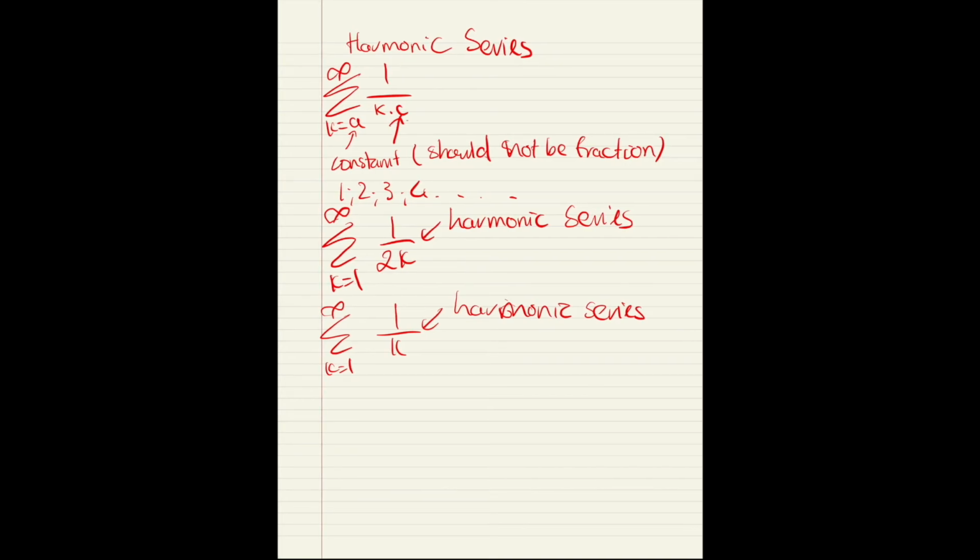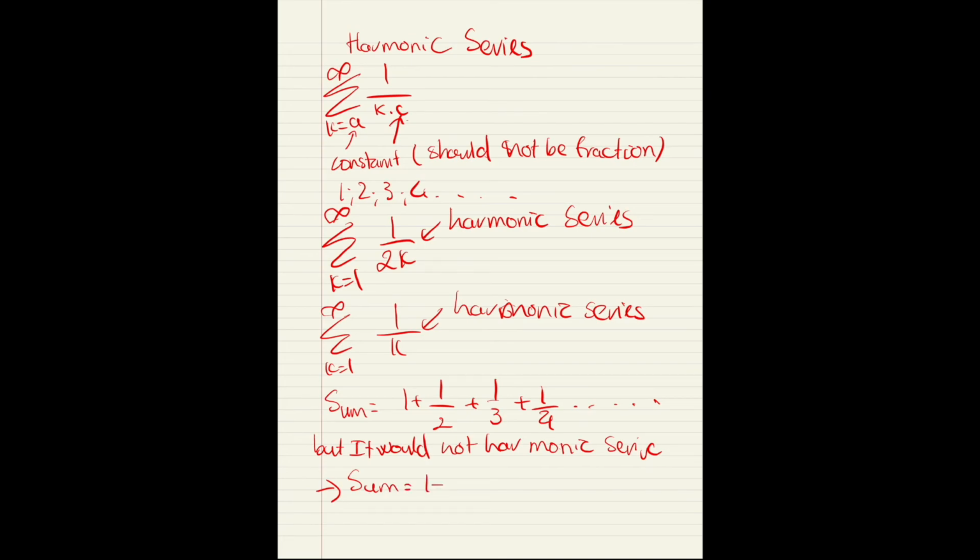However, the harmonic series is just like a sum of 1 plus 1 over 2 plus 1 over 3 plus 1 over 4, and so on. But it would not be a harmonic series if the sign is changed. For example, the sum of 1 minus 1/2 plus 1/3 minus 1/4. This series is the sum from k equals 1 of (-1)^k over k. It would not be this case also. The sum of 1 over 1 plus 1 over 3 plus 1 over 5 plus 1 over 7 is also not, because the formula for this series is 1 over (2k minus 1).